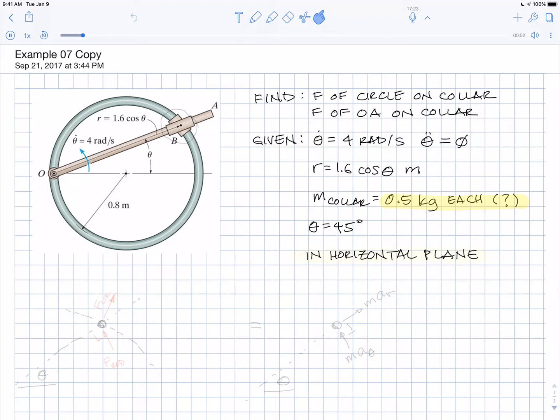The other thing is that it does say this is in the horizontal plane, so we don't have to put the weight in. In the previous problem I did, I missed that it said it was vertical, and so I had to put the weight in. That will simplify this. We will not have weight in the problem, just radial and theta. Okay, so let's get started.